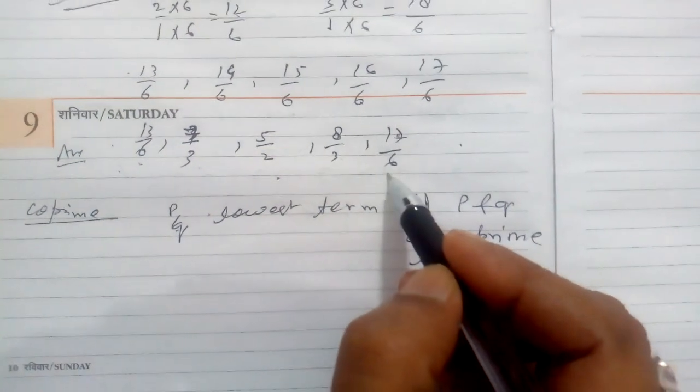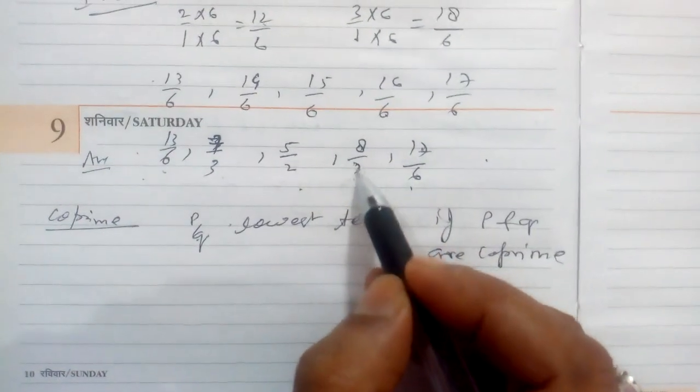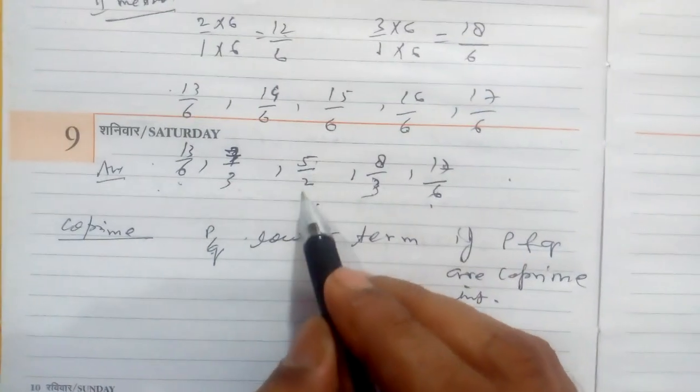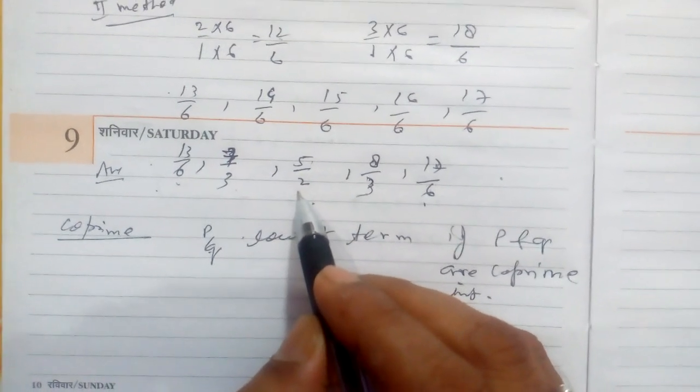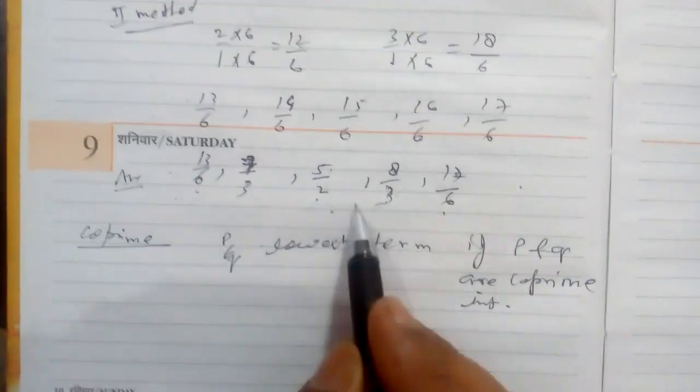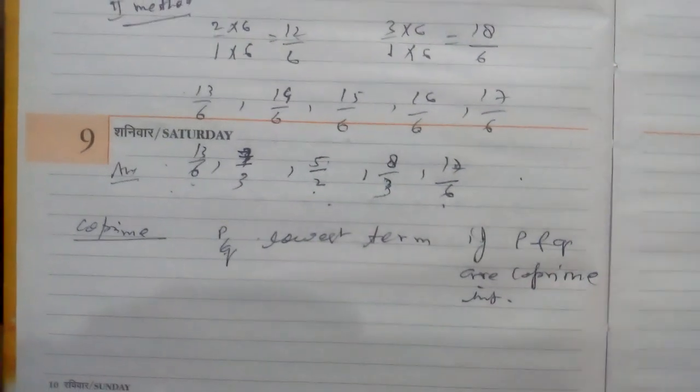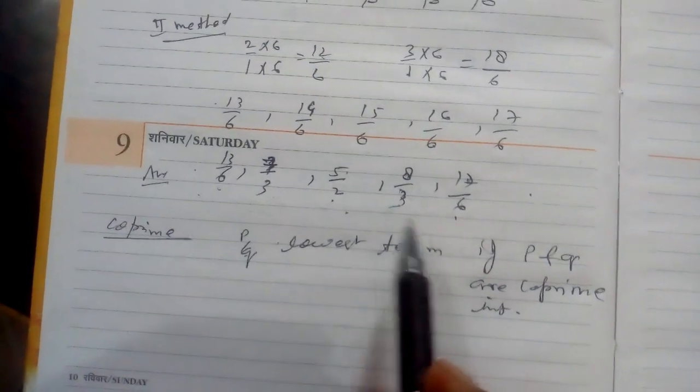So it is already like this: 17 and 6, there is no common factor. 8 by 3, there is no common factor. 5 by 2, there is no common factor. Whether they are improper or proper fractions is another thing. Common factor is not there, so this is called the lowest term fraction.